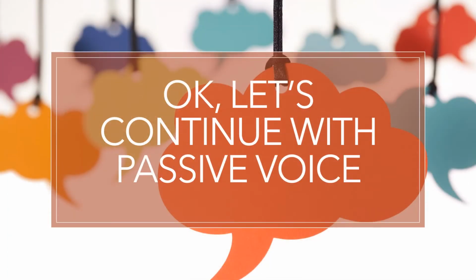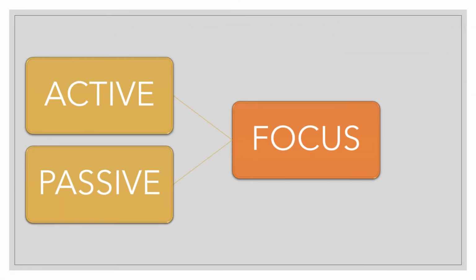So let's continue talking about passive voice now. Now that you saw transitive verbs, subjects and objects, subject pronouns and object pronouns. Now remember, we have active voice and passive voice. The difference is the focus. The meaning is pretty similar.